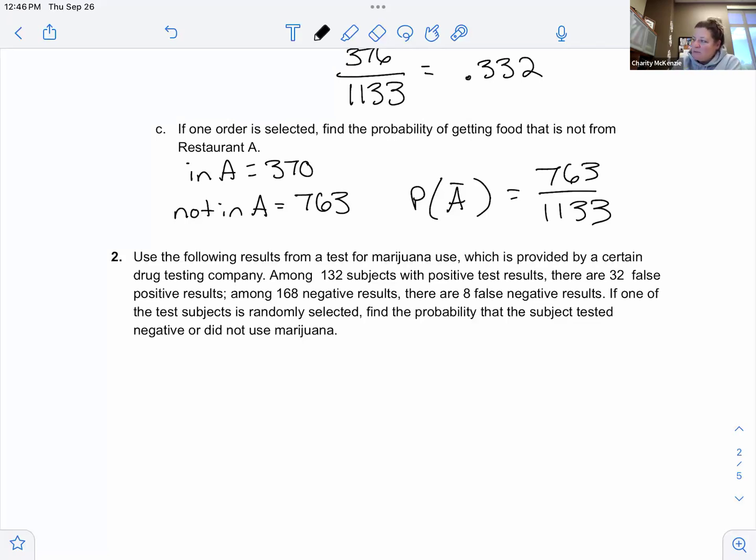So let's think this through. First of all, how many total people are in the survey? The total in the first category is 132, and the total in the next one is 168. So the denominator is going to be 300. You have to read it carefully because you might have to add the 32 and the 8 in there. It just depends on how they worded it. Then we want to know how many people tested negative and did not use.